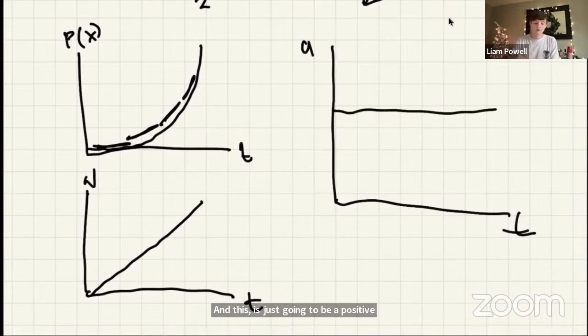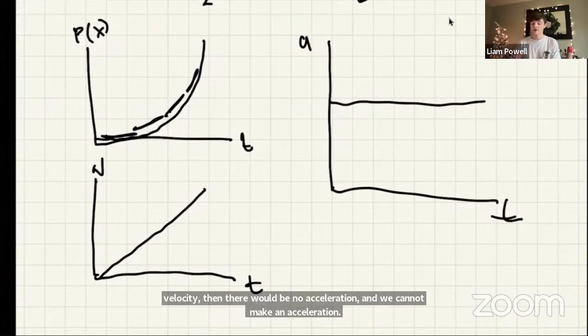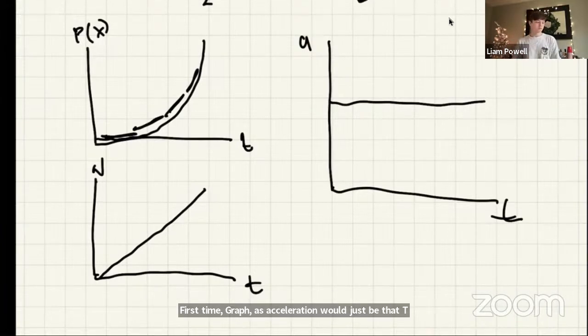So as you can see, as it's increasing in speed, it's increasing its velocity. It's not just having a constant velocity. If it did have a constant velocity, then there would be no acceleration, and we cannot make an acceleration versus time graph, as acceleration would just be the t-axis, which is 0.